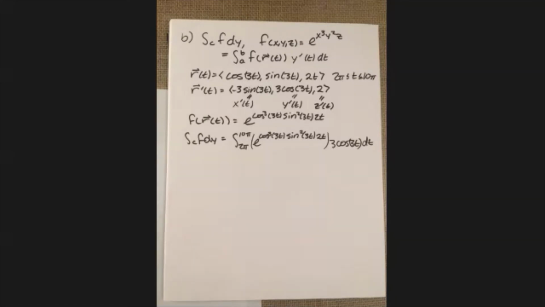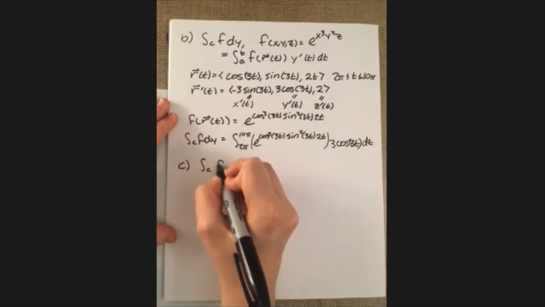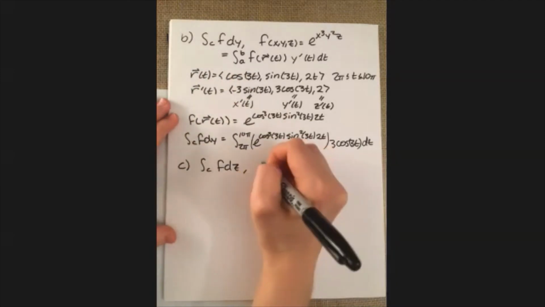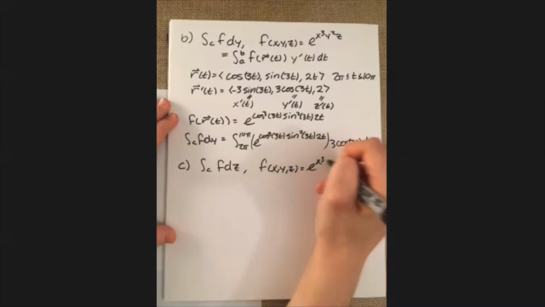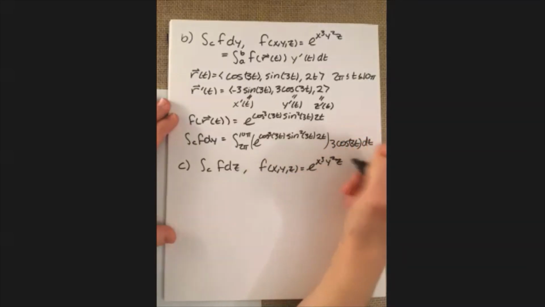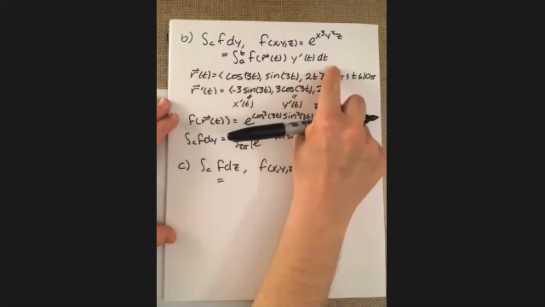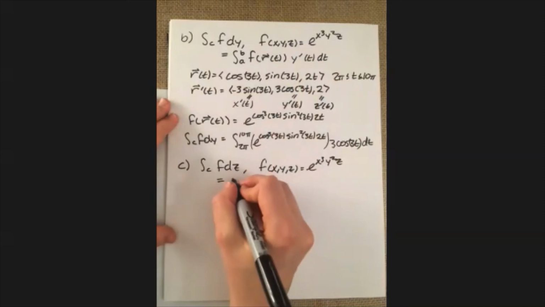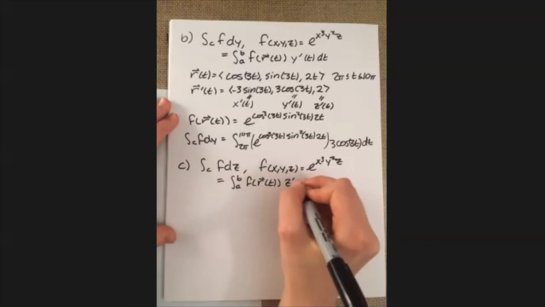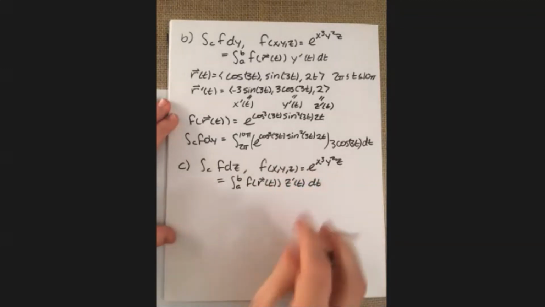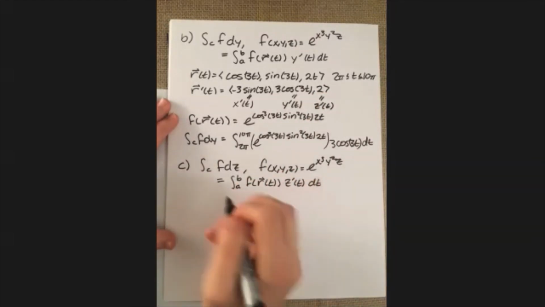So let's do part C, which I think asks for basically the same thing, except now we're looking at dz. Okay, and we still have the same function, which is nice because once again we get to reuse more information. Since we're looking at dz now, it's going to be this exact same formula that we had earlier, except now we have z prime instead of y prime. Okay, and we actually already found z prime. It's equal to 2.